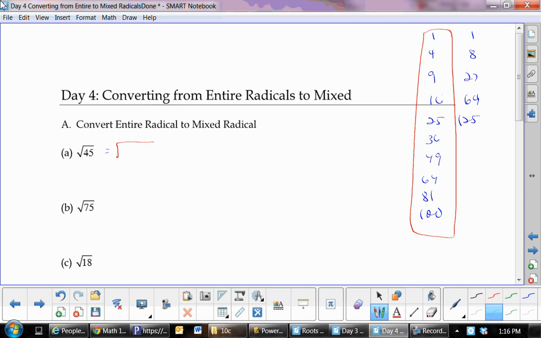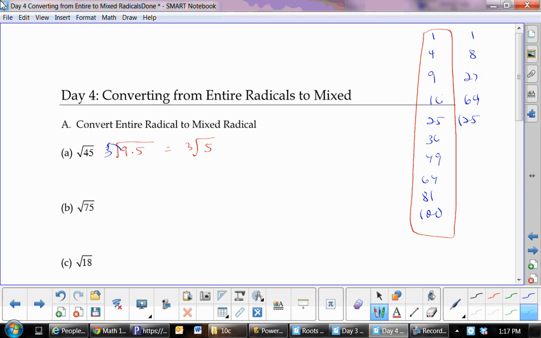And please, can you do this too? 9 times 5. Now I deliberately write the 9 first, because it's my perfect square. Now, I'm getting 9 out of the house. If I kick 9 out of the house, it becomes 3. Why? Because I'm taking the square root of 9 to get it out. So this will become 3 root 5. So 3 root 5 is the same thing as root 45.